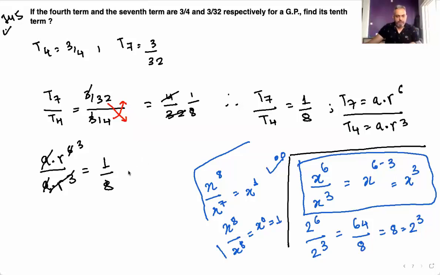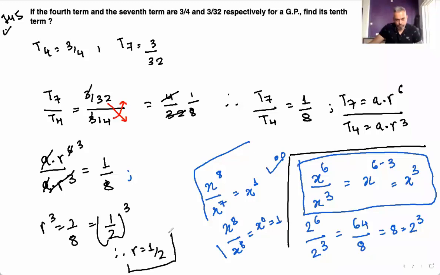So now we have r raised to 3 is equal to 1 by 8 which is equal to 1 by 2 whole raised to 3. Therefore r is equal to 1 by 2. Now, what do we have to find out? We have to find the 10th term. So I'll just erase this over here.